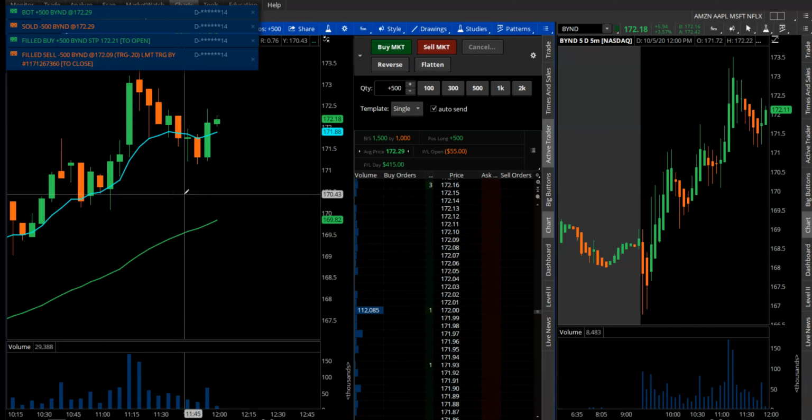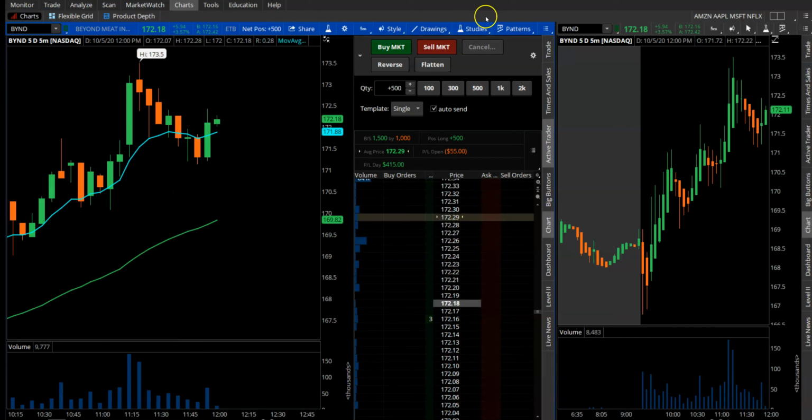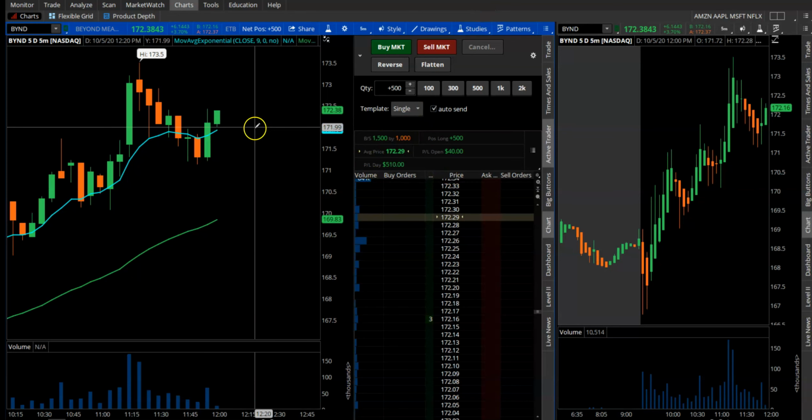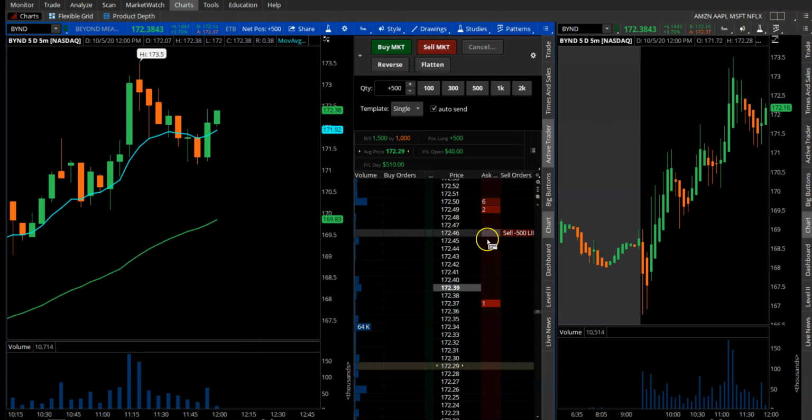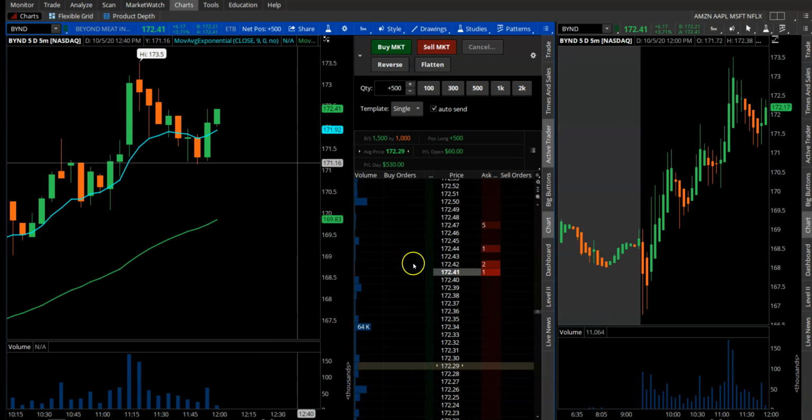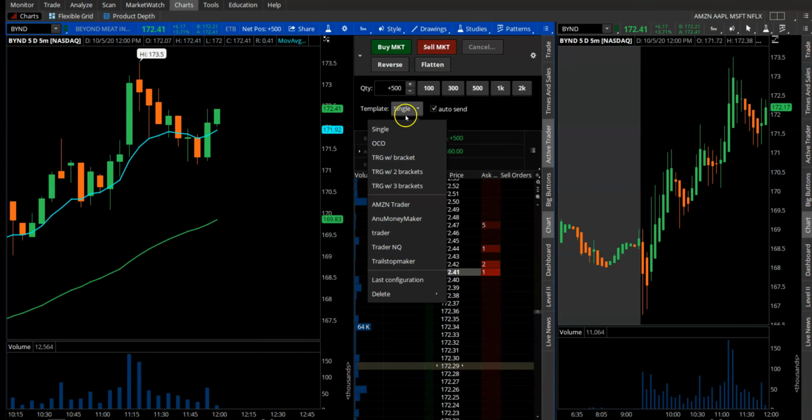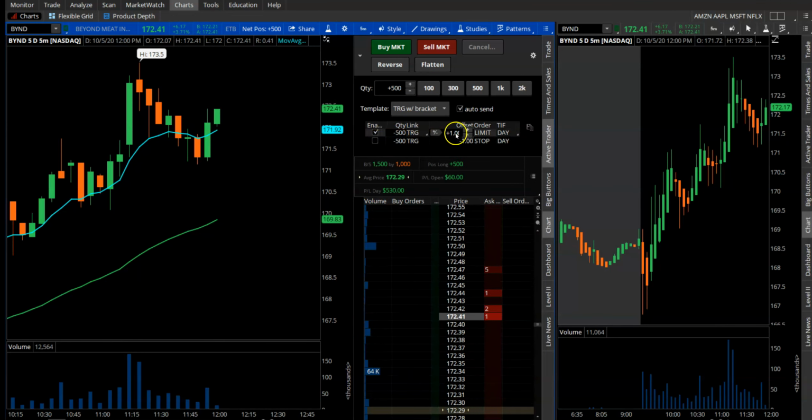Oh, what the hell is happening? Okay. It just quickly gave me a profit, so that's what happened. But I wanted to buy right here and it bought even before that. Let's see if we get another bracket here.